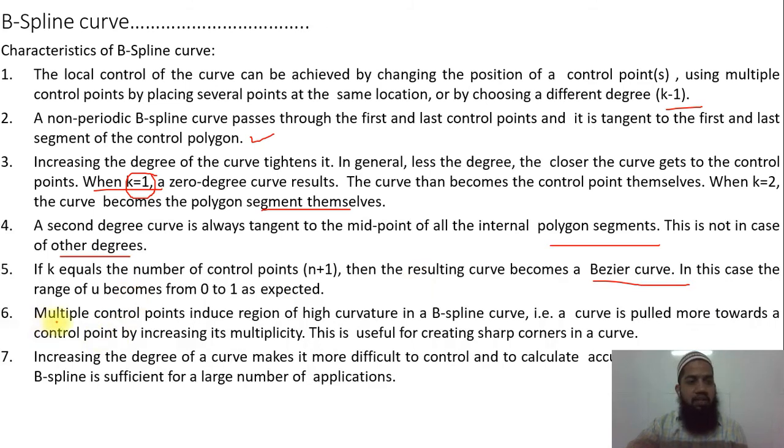Multiple control points induce a region of high curvature in B-spline curves. That is, the curve is pulled more towards the control point by increasing the multiplicity. This is useful for creating sharp corners in the curve. It is very important. If we need to create sharp corners, we will use this property.